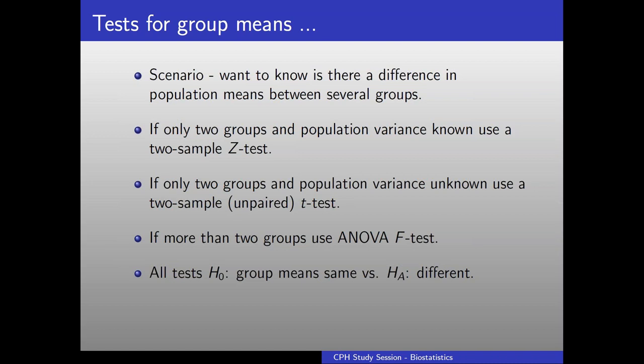If you have more than two groups, what you're going to use is a one-way ANOVA. More specifically, you're going to use an F-test from the one-way ANOVA to determine whether the means are the same versus the means are different. In all of these tests, the null hypothesis would be that the two or several means are the same, versus the alternative that at least one of those means isn't the same.